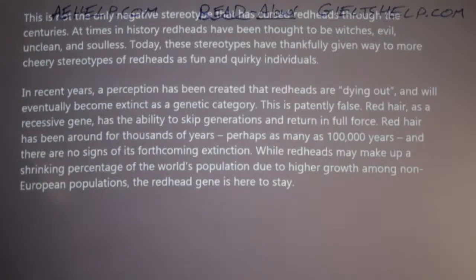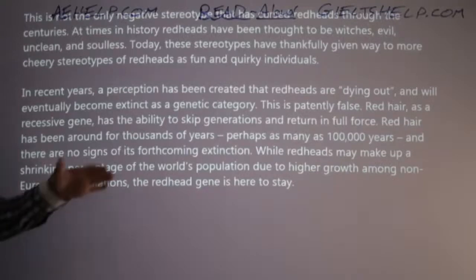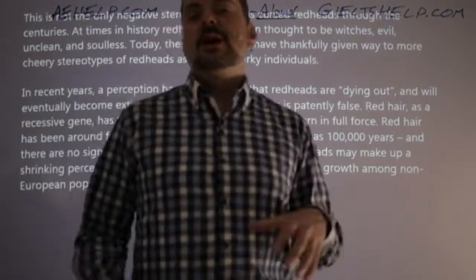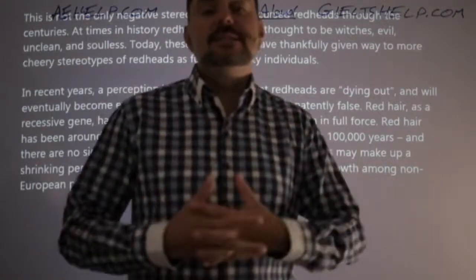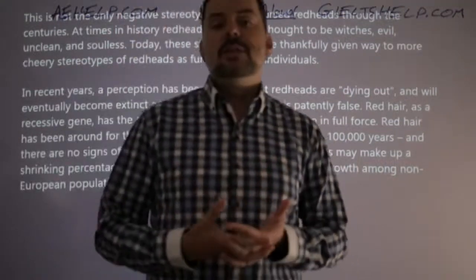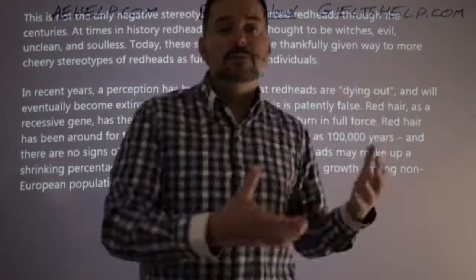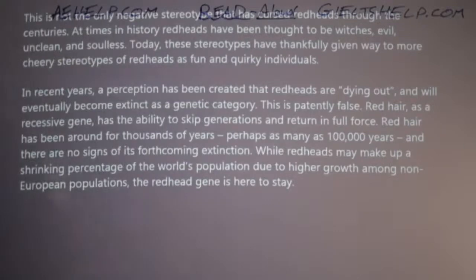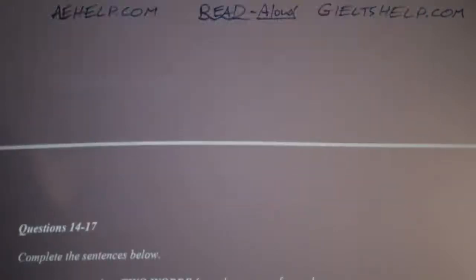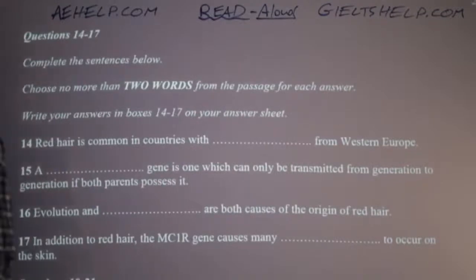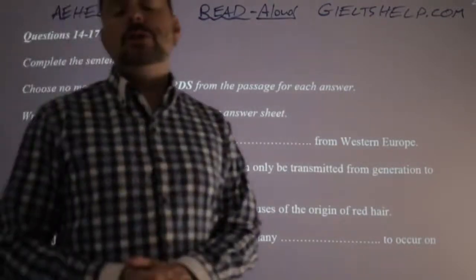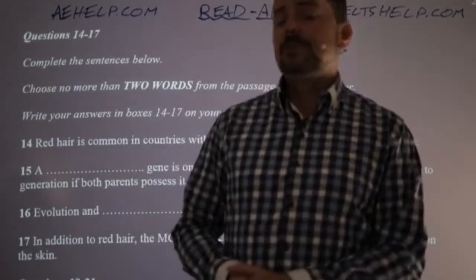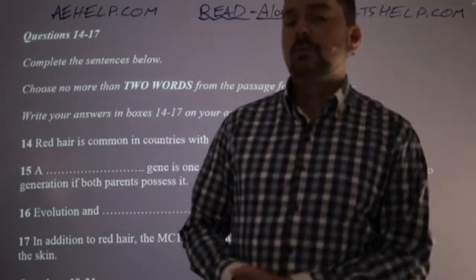Okay, so it's a little bit about the prevalence of redheads. Prevalence means the number of redheads existing in the world and their existence in the future. So their prevalence. Okay. All right. So we've read the paragraph. By the way, for those of you who are curious, the speed that I was reading is absolutely okay for the IELTS exam.